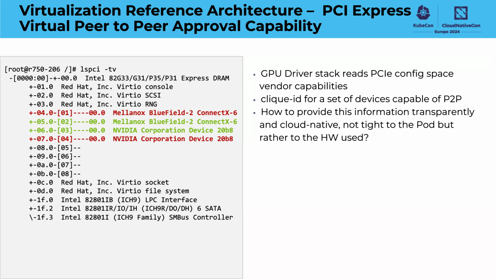GPUDirect just reads the PCI config space. There is a capability in the PCI Express config space that you can add as meta information. It's essentially a clique ID or a group ID where you're saying which two devices can talk to each other. So the problem is how we are going to provide this transparently in a cloud native way, which was one of our challenges, rather than adding some meta information that's not vendor agnostic.